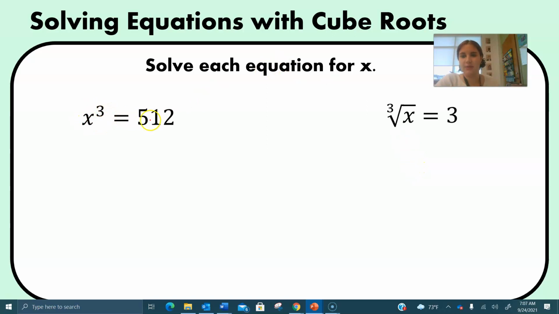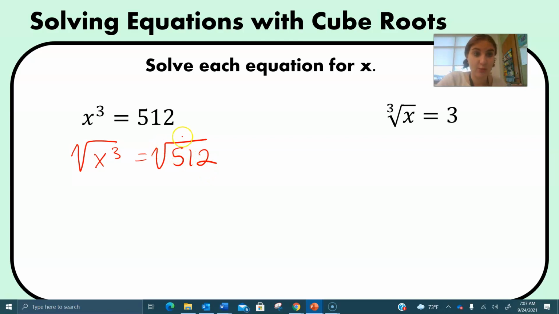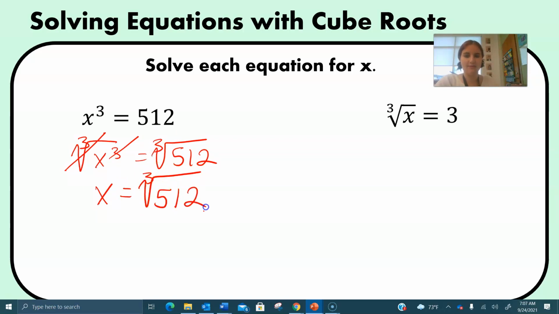Finally, let's do cube roots. So x cubed equals 512. We're going to take the square root of both sides of the equation. I mean the cube root. Take the cube root of both sides. So now on the left, my cube root and my cubed cancel each other out, and I'm left with x equals the cube root of 512. This is one way to leave it, and we can also do the math out a little bit. The cube root of 512 is 8. But it's really important that you get to this step first. Make sure you write that down.